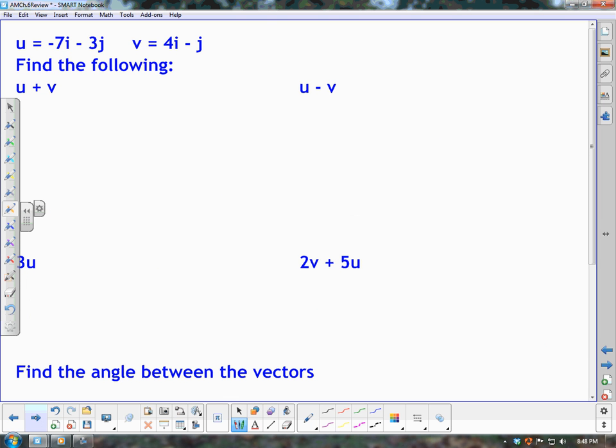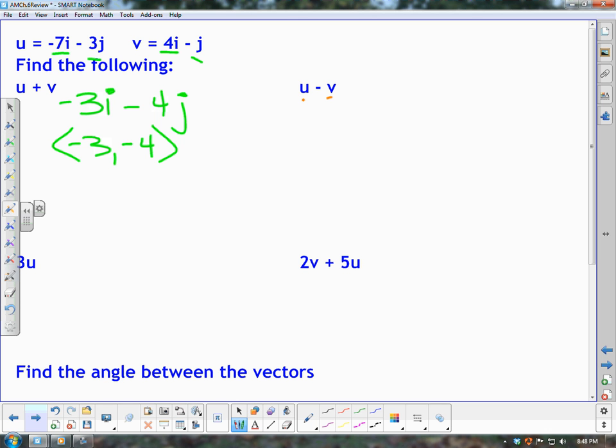All right, so now we have u is that and v is that. Find the following: u plus v. That would be that plus that, which is negative 3i, and that plus that would be negative 4j. And I think that's it for that one. Or if you want to, you can write it in component form.